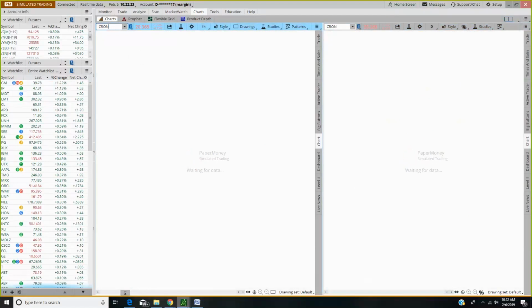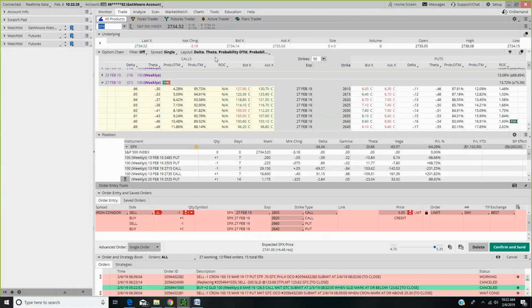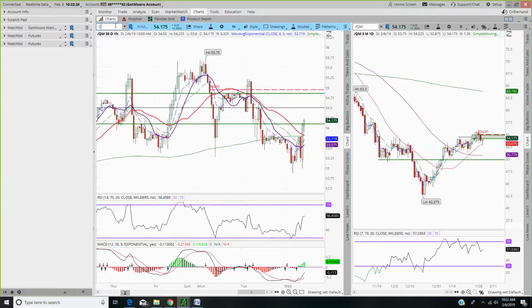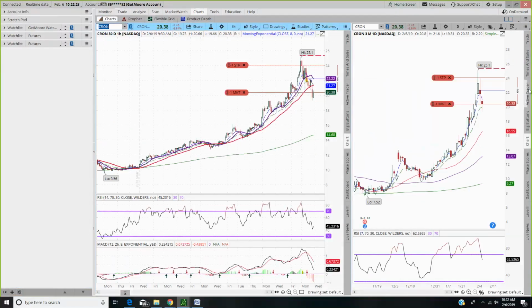Let me jump into my real money. Paper money doesn't work sometimes. So let's go to Cron. See how it's way up here? It's a high. Okay, remember, we're looking for higher highs. When a trend goes up and pulls back to a higher low, we're looking for it to break that area.